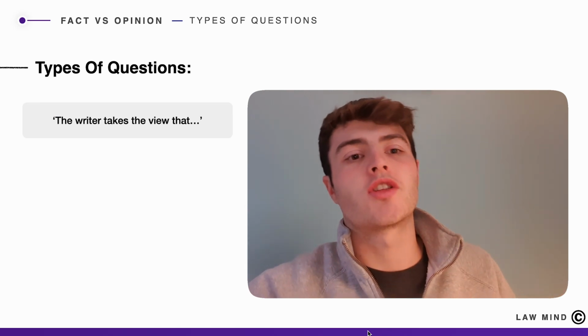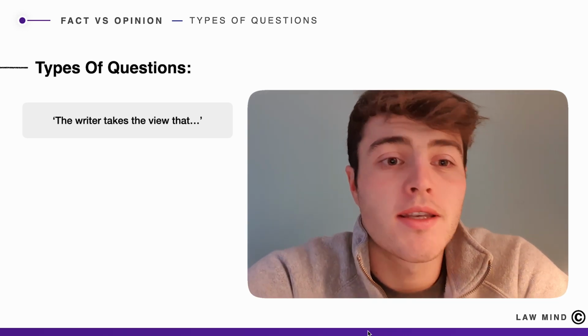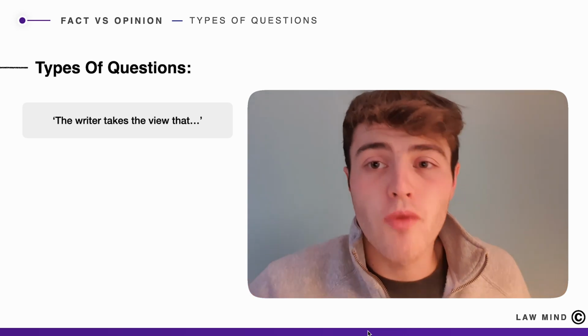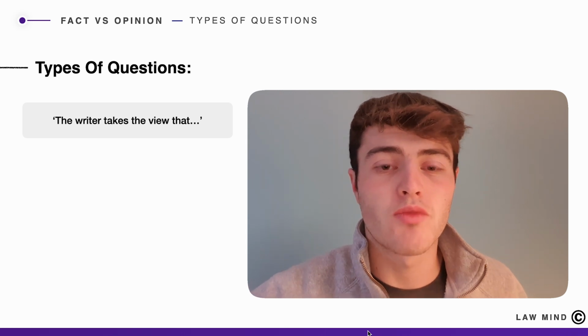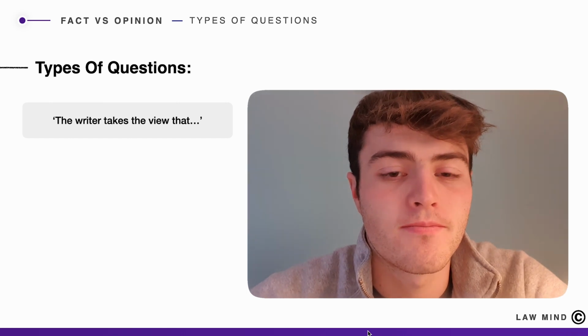The first type of question you might be asked is "the writer takes the view that". Now this is a question that does ask you to distinguish between facts and opinion, as a view that the writer takes will be one of their opinions, as opposed to a fact. And so that is one crucial way in which you can eliminate options in this type of question.